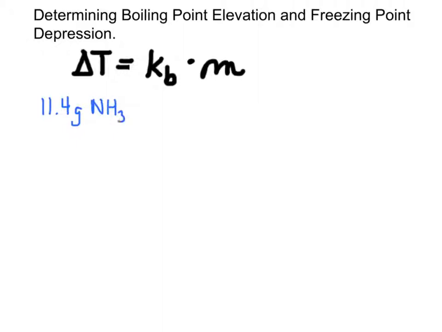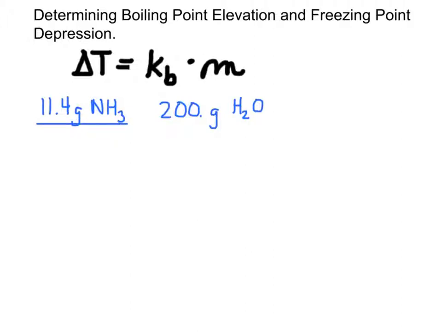And that's dissolved in 200. I put the little decimal point here to give me 3 significant digits. 200 grams of water. And they want to know what's the boiling point elevation, how much is the boiling point for water changed by the addition of this much ammonia.